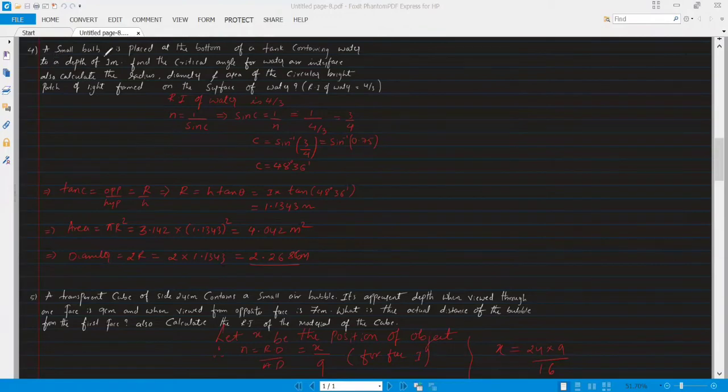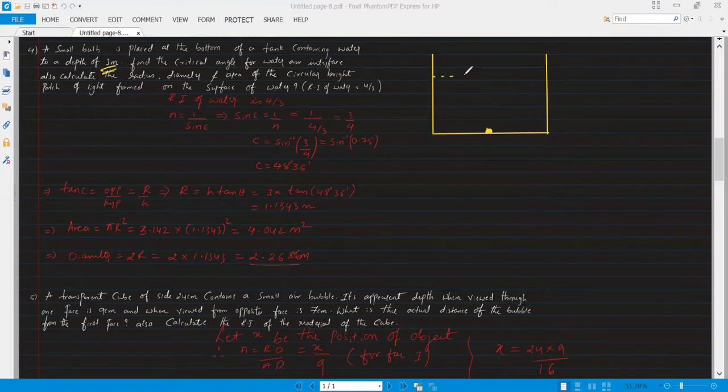Okay, let us go for the next problem. That is, a small bulb is placed at the bottom of a tank. Let us go for this very clearly. Assume that there is a tank. This is the tank. At the bottom of a tank containing water to a depth of 1 meter, a bulb is placed. So this is the bulb which is at the depth of 1 meter. So the depth is given as 1 meter.